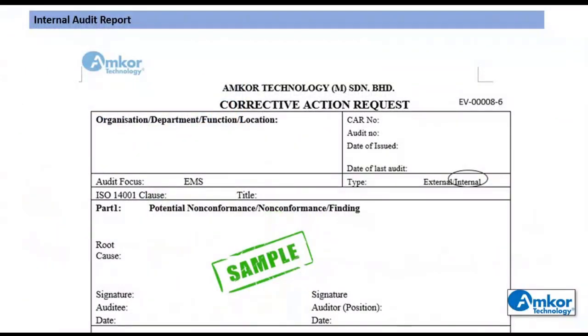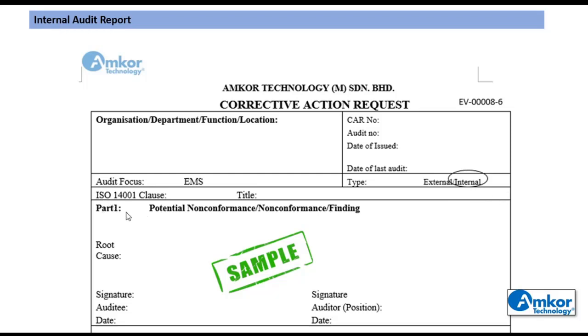So this is an example of a document. If you don't follow or you miss something, you need to do corrective action. So this is a document of a corrective action request. You can see here the type of audit, external or internal. So this is marked as internal audit.